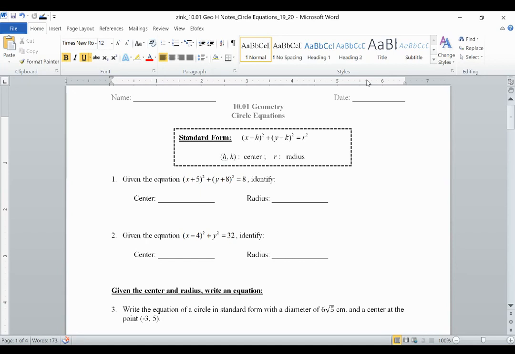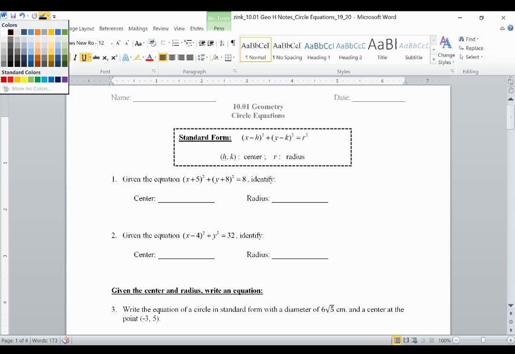This is Mrs. Grazafi, and we are on 10.01 circles for geometry. So, a really important formula that you guys are going to learn today, and a lot of the stuff that we'll do today, you guys will see a little bit of this also next year in Algebra 2. So, the standard form of a circle is right here: x minus h quantity squared plus y minus k quantity squared equals r squared.